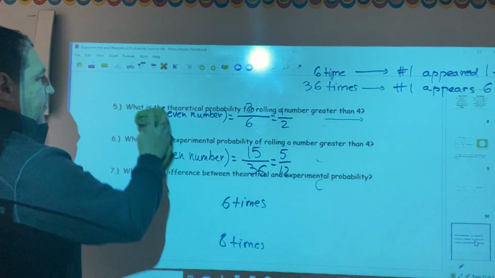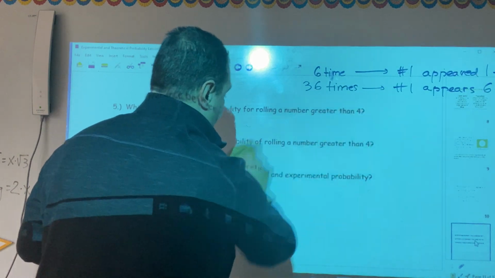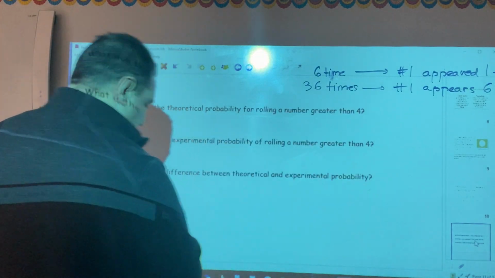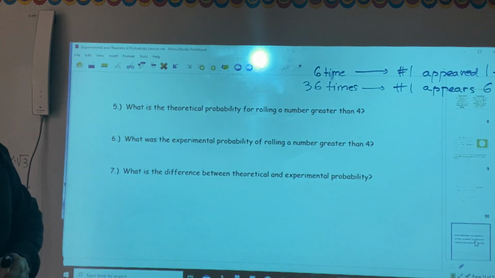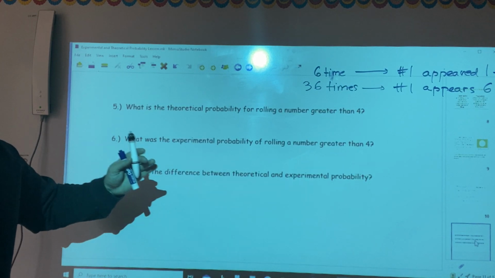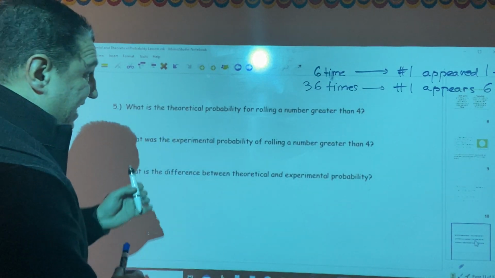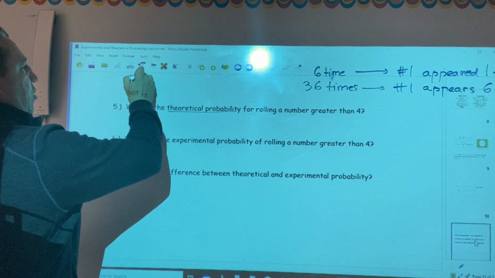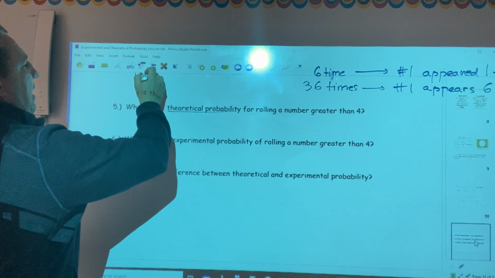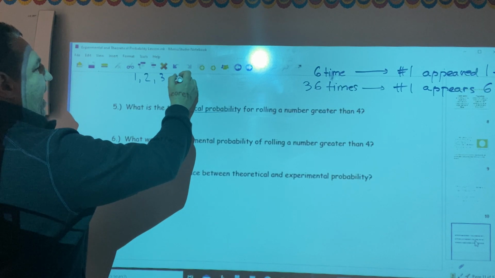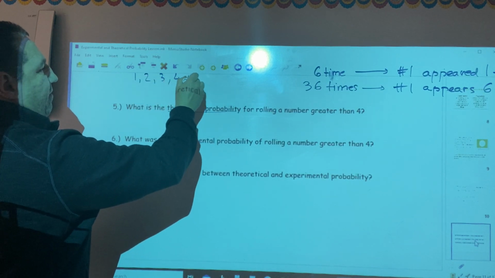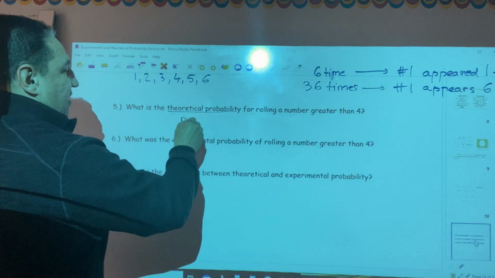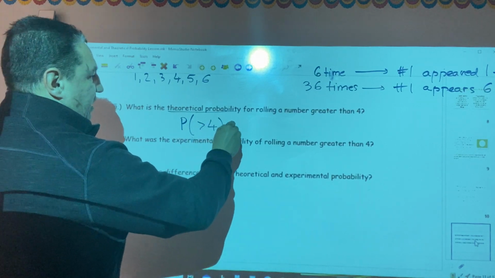3 more examples that are related to problems 1 through 4 in the previous slide. What is the theoretical probability for rolling a number greater than 4? Yes? Remember, the key word here is theoretical. Now, as we know, when we roll a dice, we should expect to have numbers 1, 2, 3, 4, 5, and 6, right?